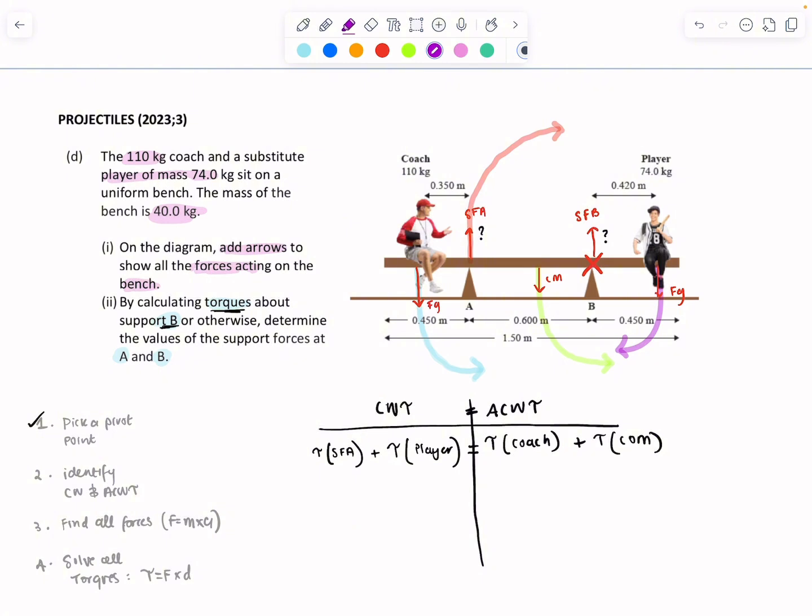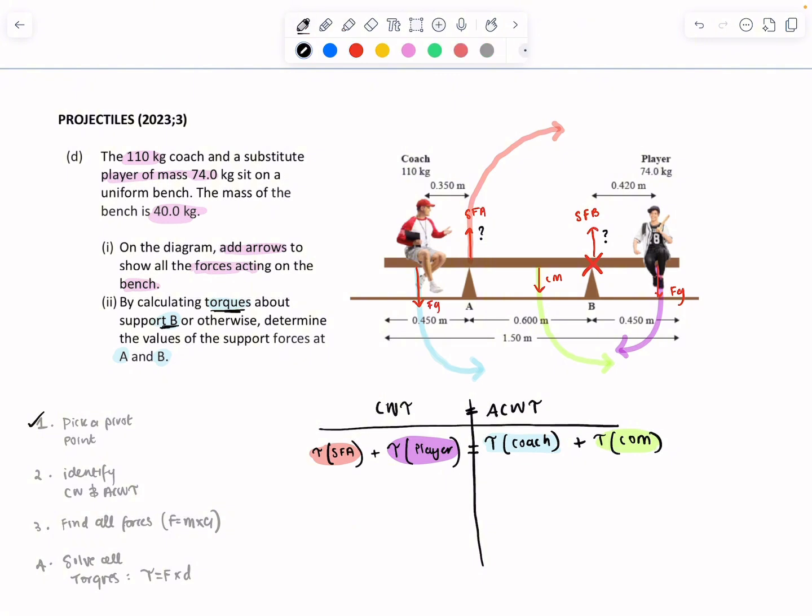What I'll do is color code them just so that we don't get confused on what's happening. We've got our player in purple, we have our center of mass in green, we've got the coach in blue, and we've got support force A in red. So you can associate them with the arrows that I've just drawn.